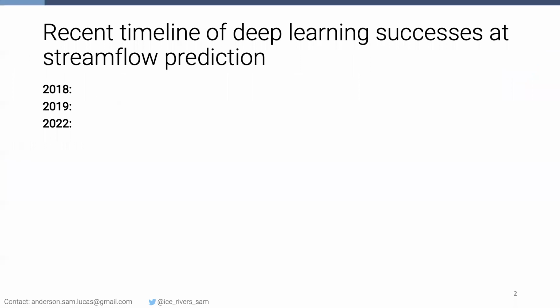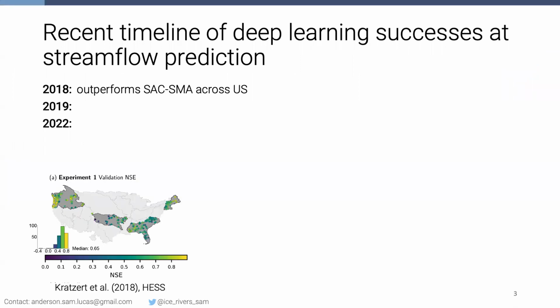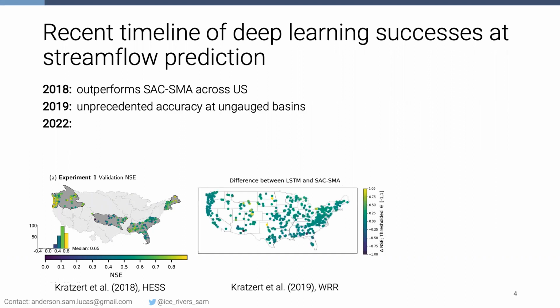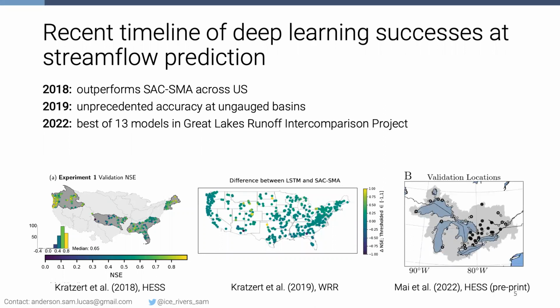I'll start by outlining recent successes of deep machine learning in hydrology, where in 2018, a deep learning model was found to outperform a standard process-based hydrological model at over 200 basins in the United States. Shortly after, this approach was expanded to over 500 basins and was found to outperform two standard hydrological models for prediction tasks at ungauged basins.